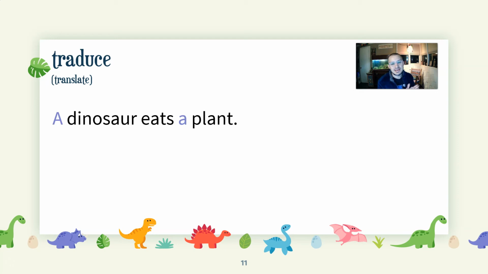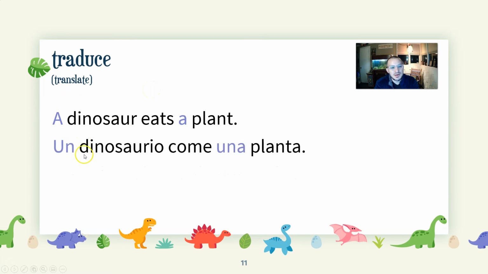So in this case, the articles are indefinite, but we have the same gender and number as we had in the previous sentence. Dinosaurio, singular masculine, planta, singular feminine. So let's use the indefinite articles in this case. Un dinosaurio come una planta. A dinosaur eats a plant.